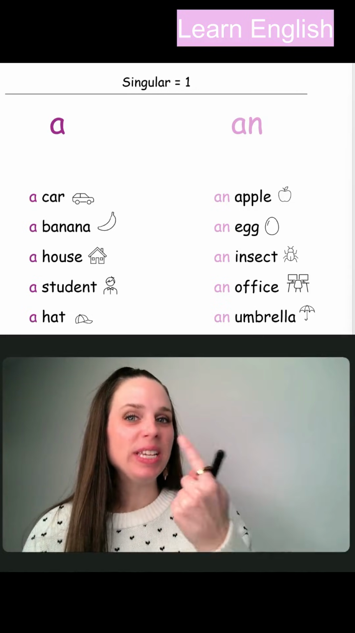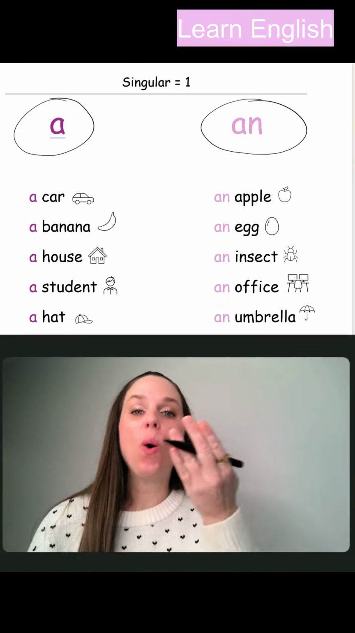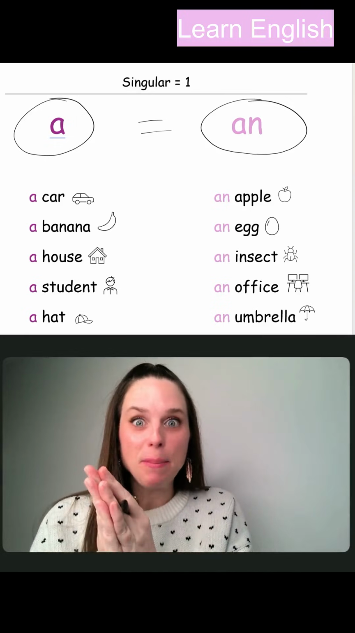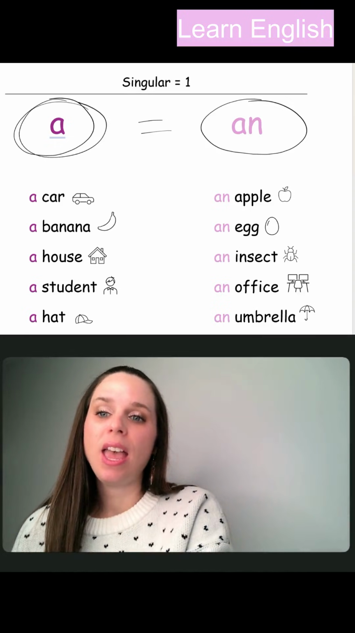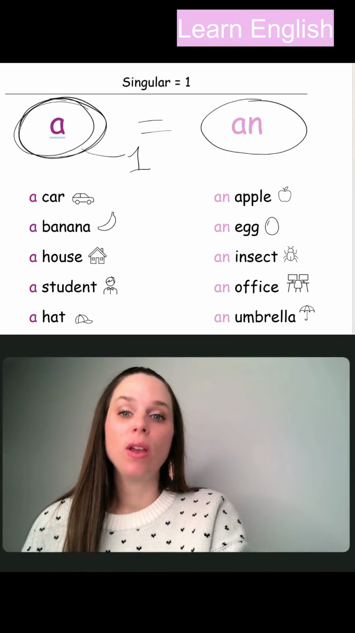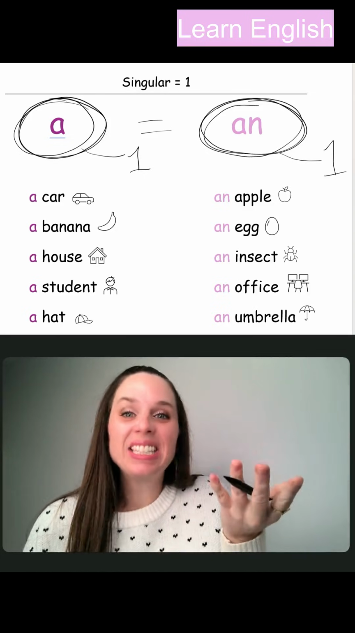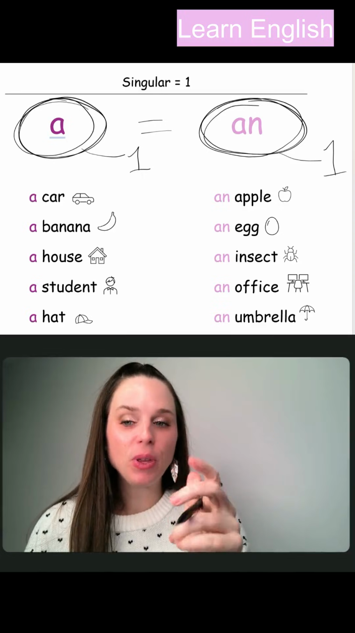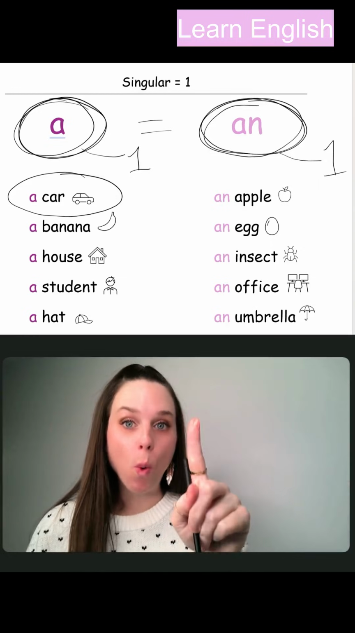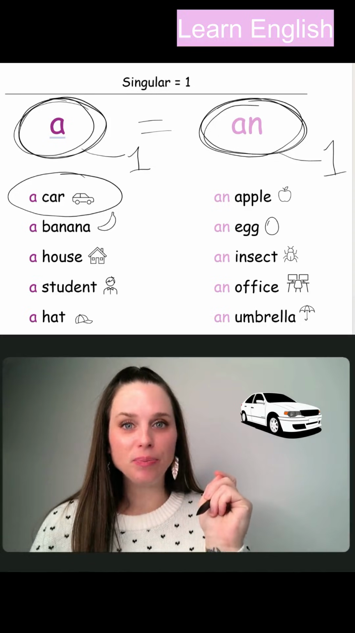In English, we say a or an. These are the same. A means one. An means one. It's like the number one. For example, you can say one car or a car.